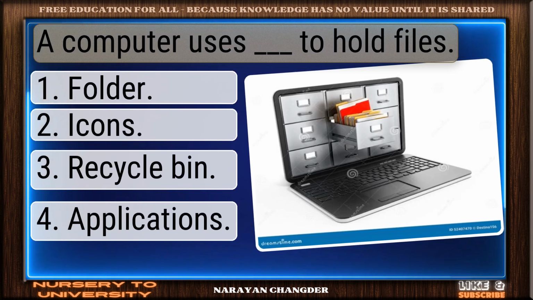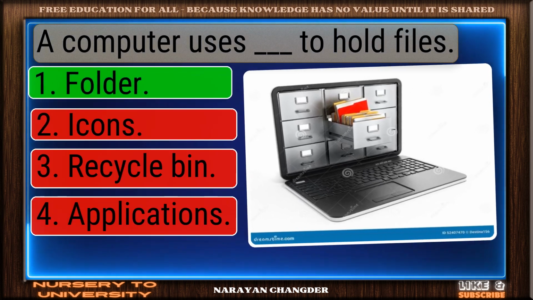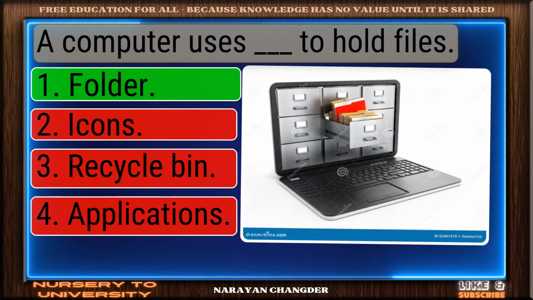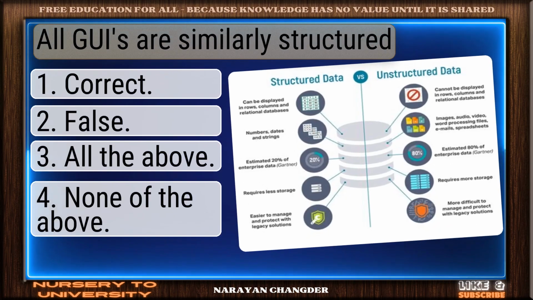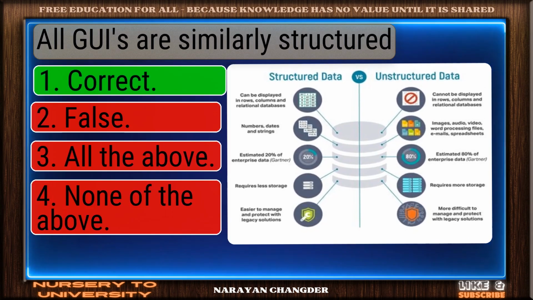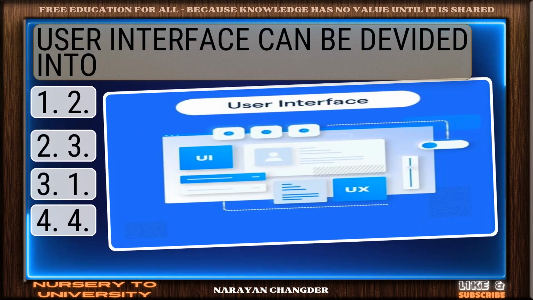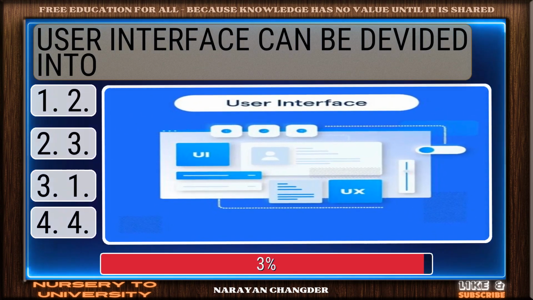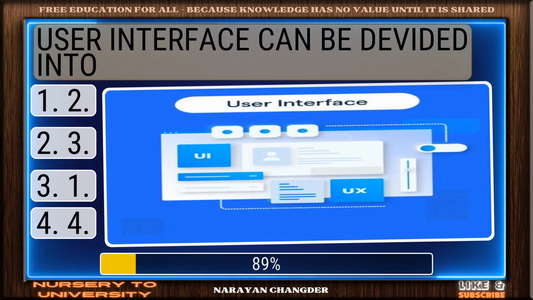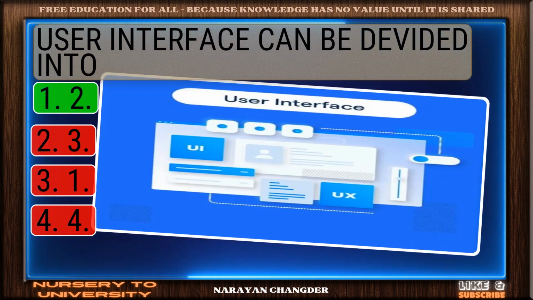A computer uses Dash to hold files. Nice work. You chose folder and it is correct. All GUIs are similarly structured. On track. Correct is the correct answer. User interface can be divided into. Smart pick. 2 is the correct choice.